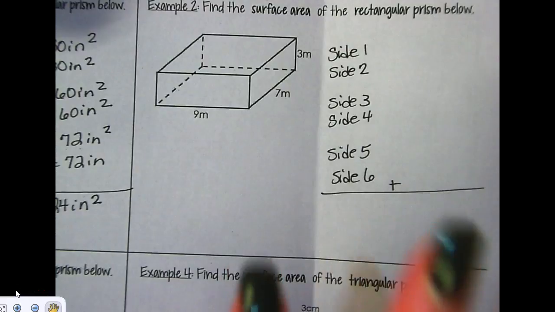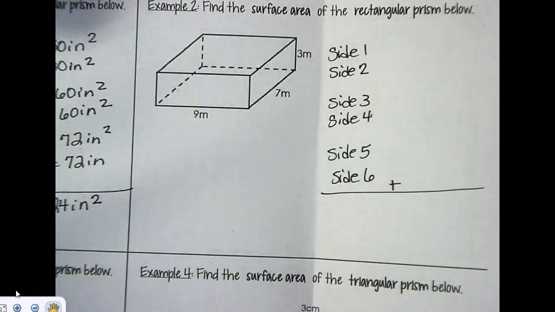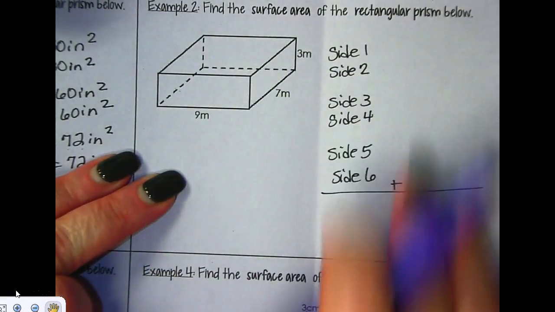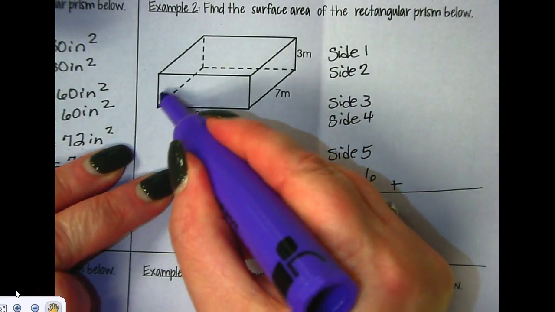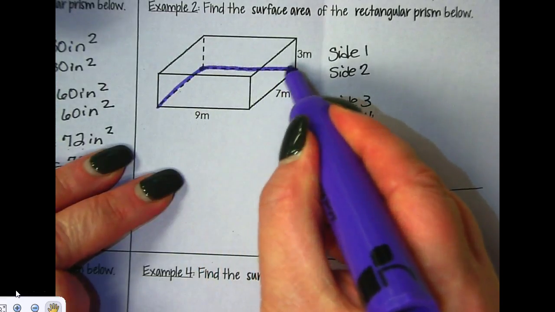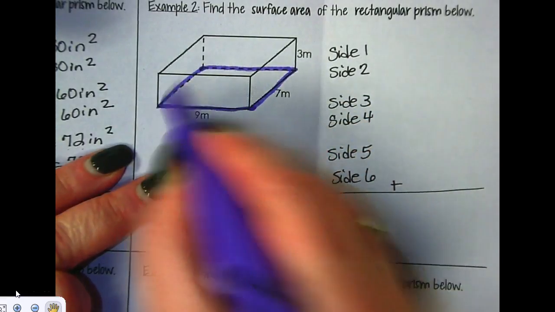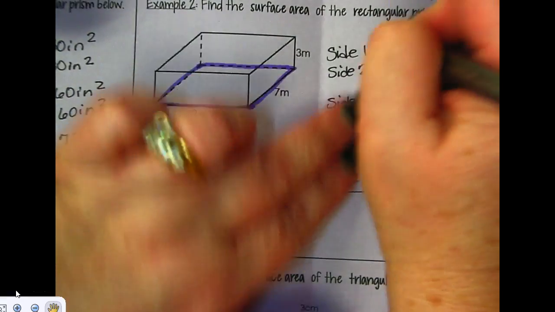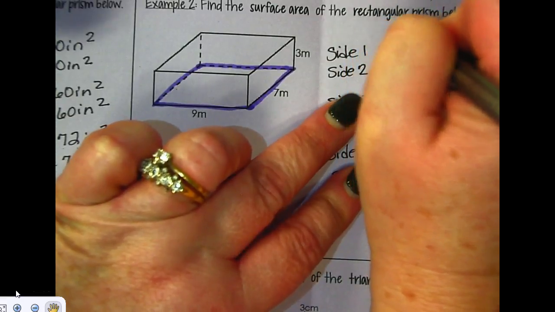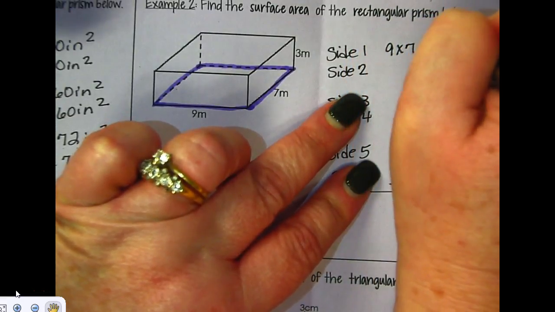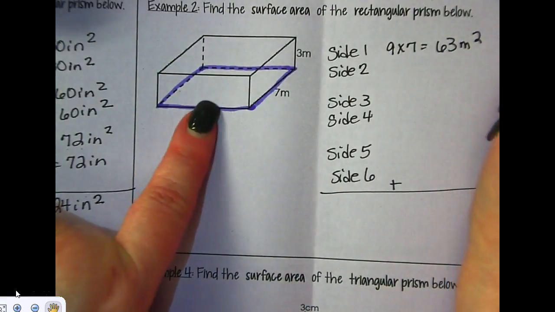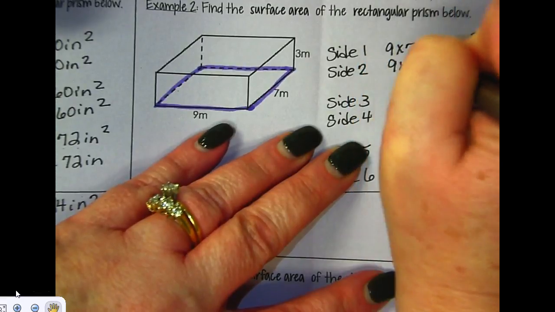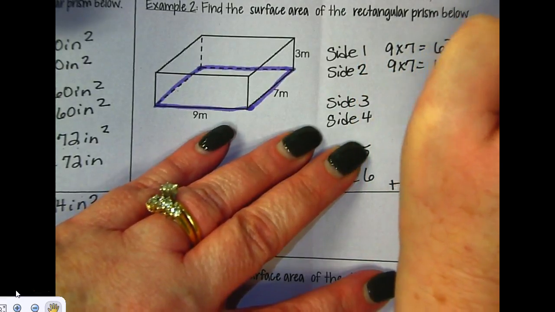Okay, so let's look at the flat part that is what it is resting on or what it's sitting on. Let's look at the bottom, this flat part. So we've got our 6 sides listed. Let's try to figure out the dimensions of this flat part right here. What are we going to multiply together? 9 times 7. And 9 times 7 is 63 meters squared. And so if that's what the bottom is, that's what this top part is. 9 times 7 equals 63 meters squared.